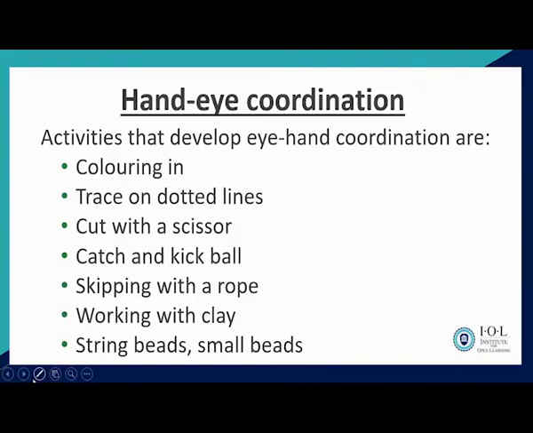Right, just quickly, activities that develop eye-hand coordination. Let your child color in a lot. Let them trace on dotted lines. Let them cut pictures with a scissor all the time. Catch and kick a ball. Skipping with a rope. Working with clay. Let them work with the clay. And string beads, small and big. Let them string beads.